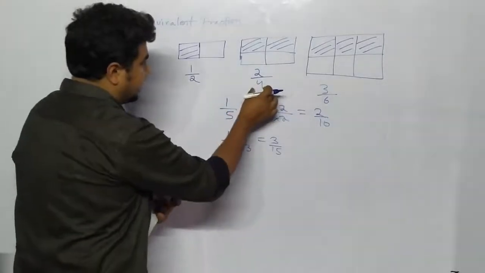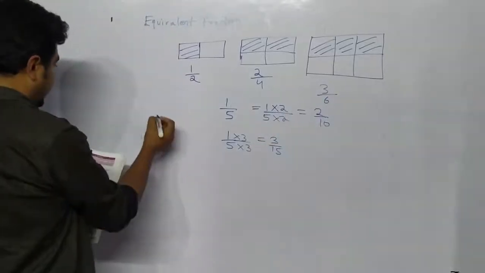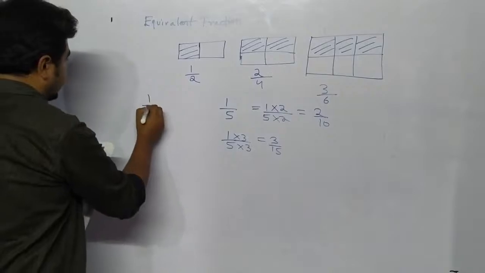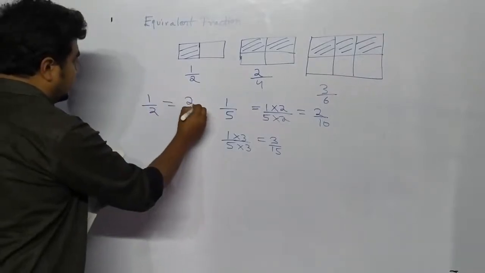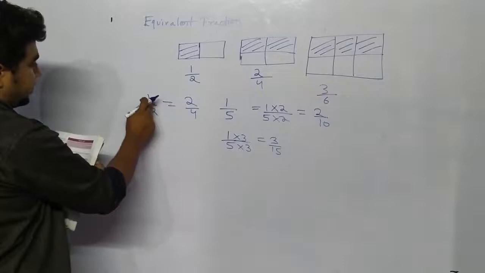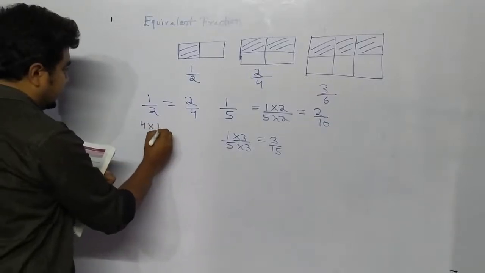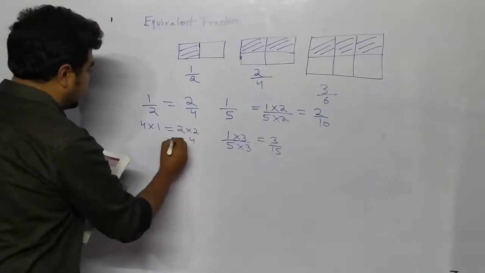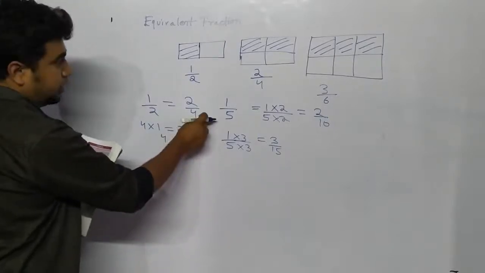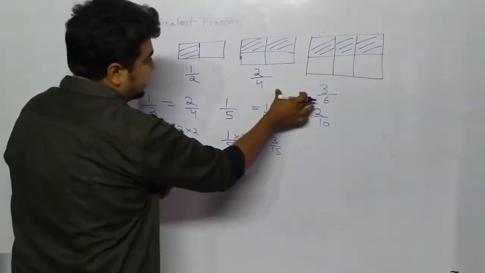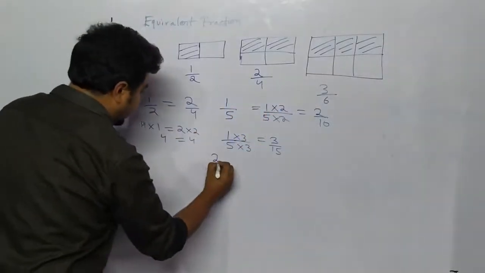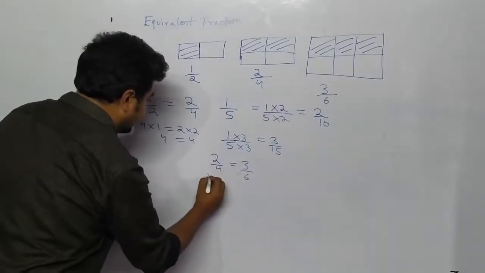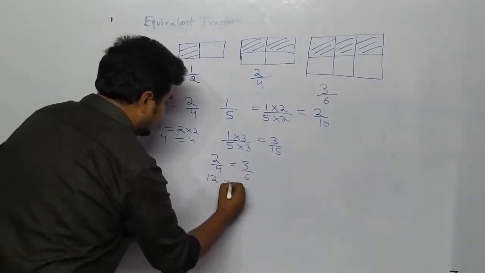For this case also, you can check how these are equivalent fractions. Just write 1 by 2 and then 2 by 4. If these are equal, just cross multiply: 4 into 1 is 4, 2 into 2 is 4. So 4 is equal to 4, which means 1 by 2 and 2 by 4 are equivalent. If you want to check whether these two are equivalent or not, write 2 by 4 equal to 3 by 6. Just multiply: 6 into 2 is 12 and 4 into 3 is 12.